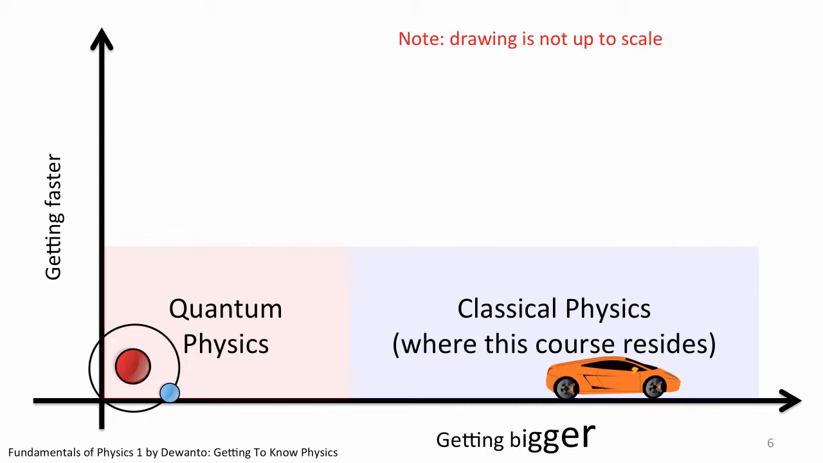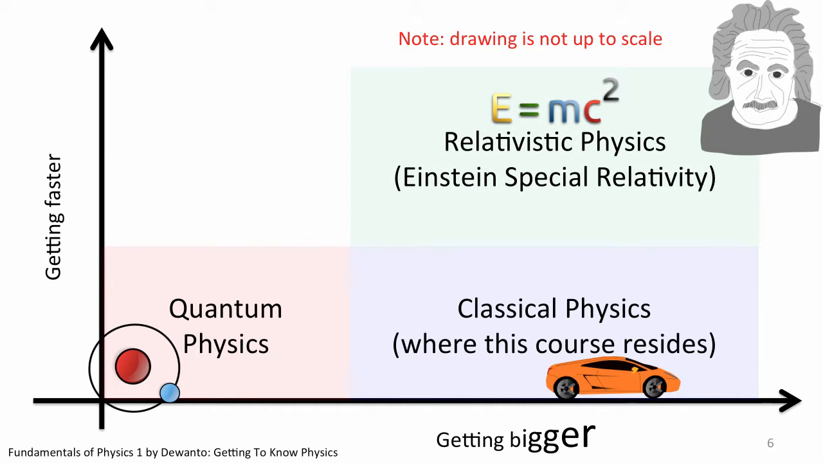Things like a ball falling, a car moving, a plane flying, water boiling, all the way to, say, the mechanical evolution of the solar system, etc. These are phenomena which fall under the realm of classical physics, and this is where this course is dwelling in. What happens when your car moves faster and faster?